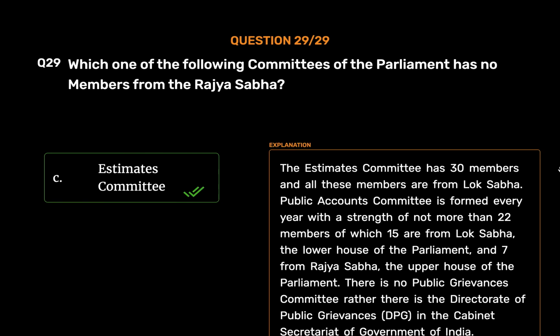Estimates Committee. The Estimates Committee has 30 members and all these members are from Lok Sabha. Public Accounts Committee is formed every year with a strength of not more than 22 members, of which 15 are from Lok Sabha, the lower house of the Parliament, and 7 from Rajya Sabha, the upper house of the Parliament. There is no Public Grievances Committee, rather there is the Directorate of Public Grievances, DPG, in the Cabinet Secretariat of the Government of India. Committee on Public Undertakings has 22 members from both the Houses of Parliament, 15 from Lok Sabha and 7 from Rajya Sabha.